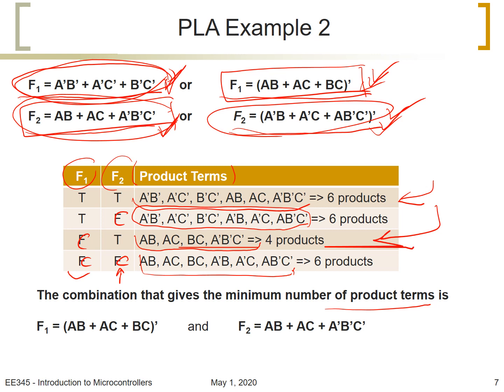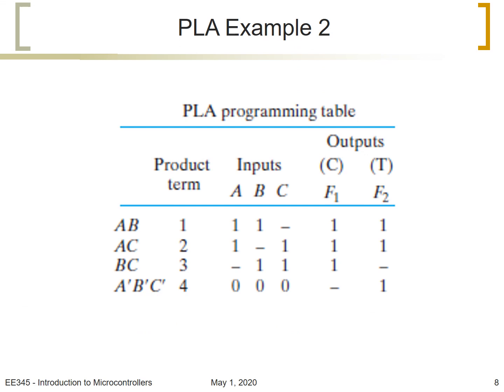So we take F1 equals AB plus AC plus BC prime, complemented, and F2 equals AB plus AC plus A prime B prime C prime. So we have only 4 products that we need to implement in the PLA. Then comes the programming table. We have 4 product terms, which are here: AB, AC, BC, and A prime B prime C prime. For programming the AND gates, we put under the inputs A 1 and B 1 and C nothing, dash, AC 1 dash 1, BC dash 1 1, and the last one 0 0 0.